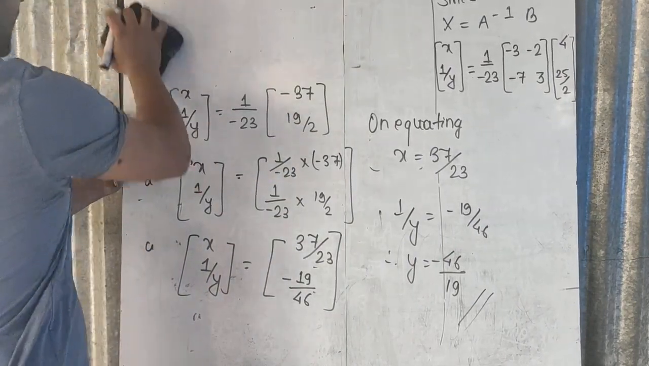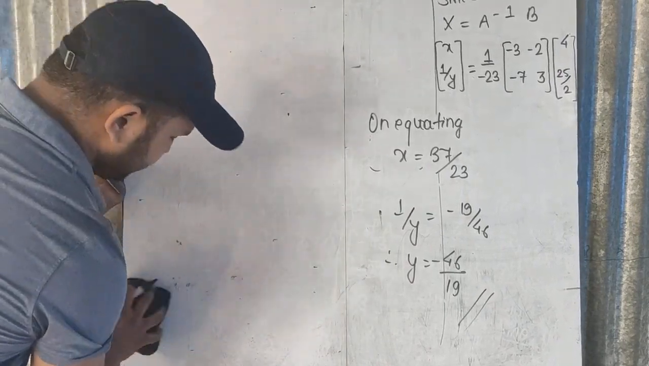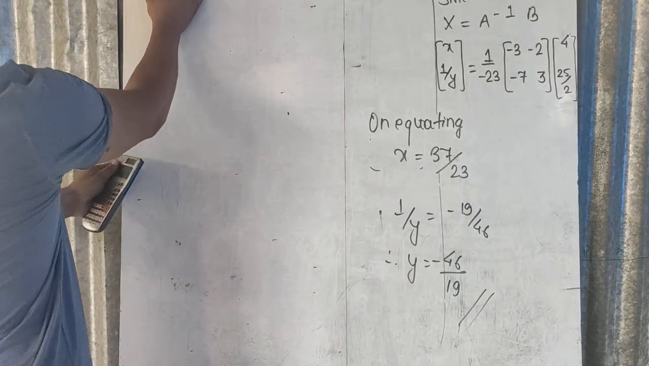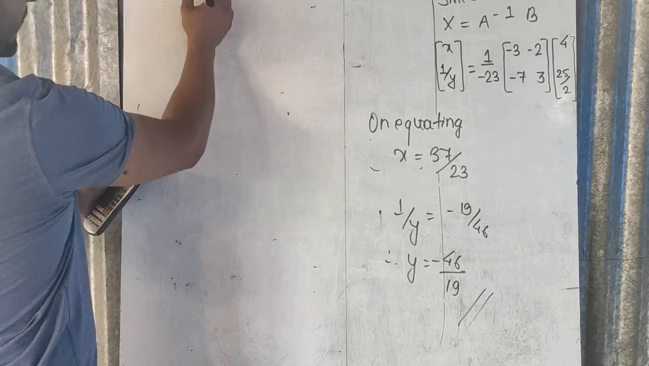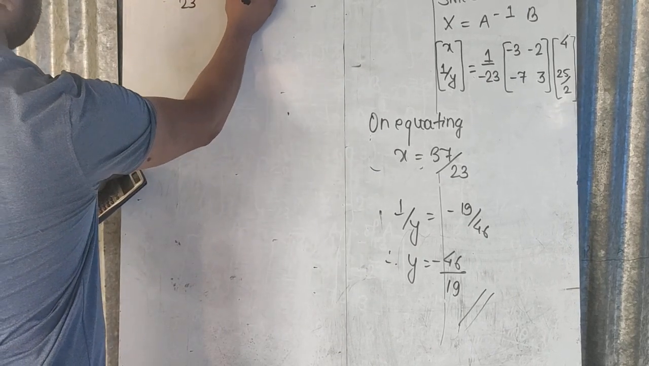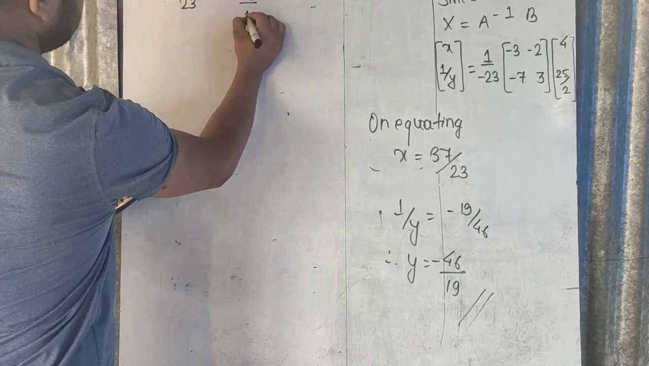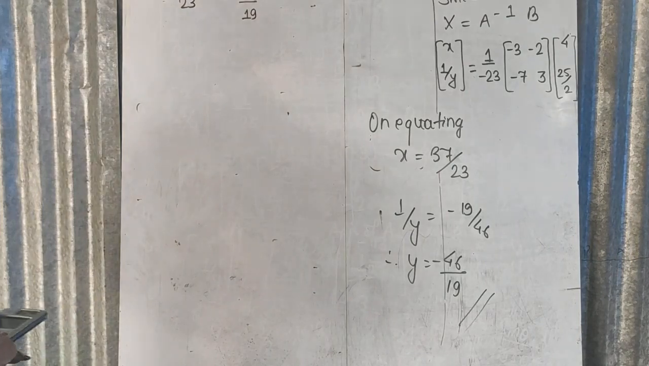Now this is how we check. We got the values for x and y, and we substitute them and check in the question. Now 3 times the value of x, 37 by 23, plus 2 times the value of y, minus 46 by 19. I'm going to check this with the help of a calculator.